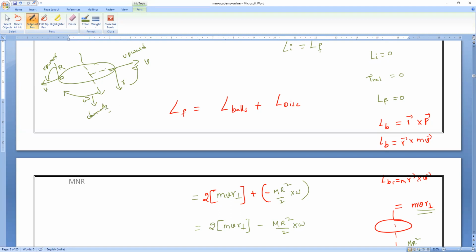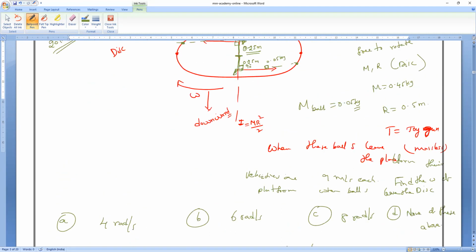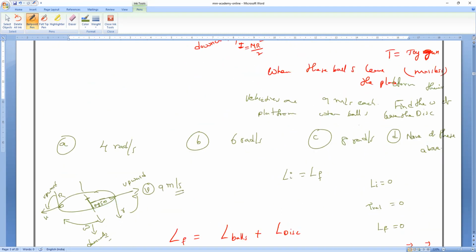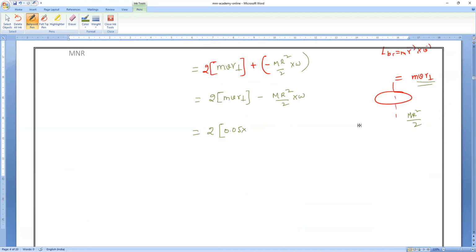So when they are leaving, what is the perpendicular distance from the center of mass? 0.25 meters. And what is the velocity when they're leaving the disk, as mentioned in the question? 9 meter per second each. Are you clear? So 9 into, what is our perpendicular value?